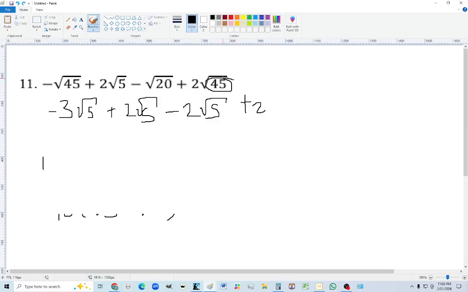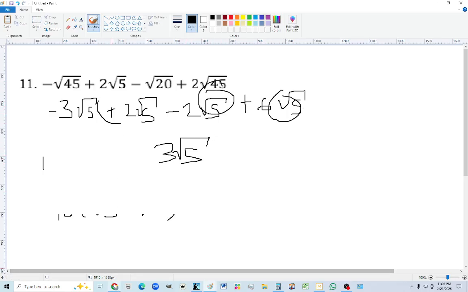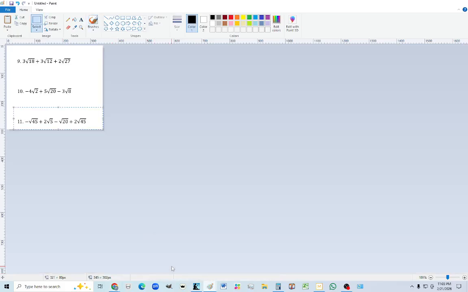It's 9 times 5. The 9 comes out as a 3. So you get plus 6 radical 5. These are all like terms. So plus 2 plus 6, 8. Minus 3 minus 2 minus 5, 3. The answer is 3 radical 5, because they all had the same radicals. Wasn't too bad. So that was 11.